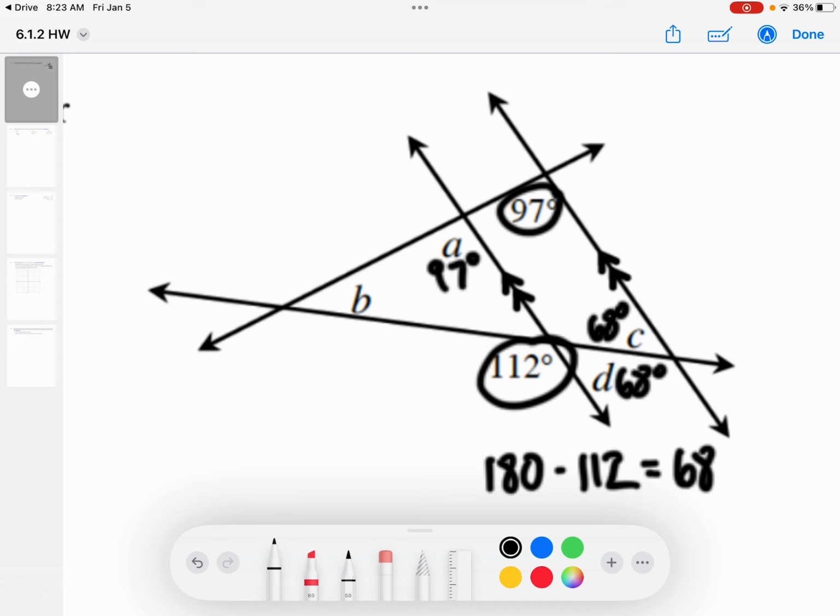I do notice that B is inside a triangle. So if I knew the other two angles, I could use the triangle sum theorem. So I'm going to try to find this angle right here. I notice two things. That is vertical to D, and it is also corresponding to C. So this is 68 degrees. That leaves me, using the triangle sum theorem, 180 minus 97 minus 68. I get that B is 15 degrees.